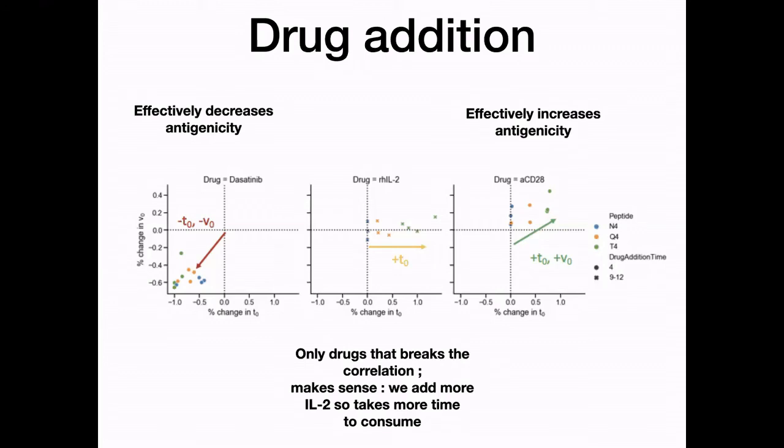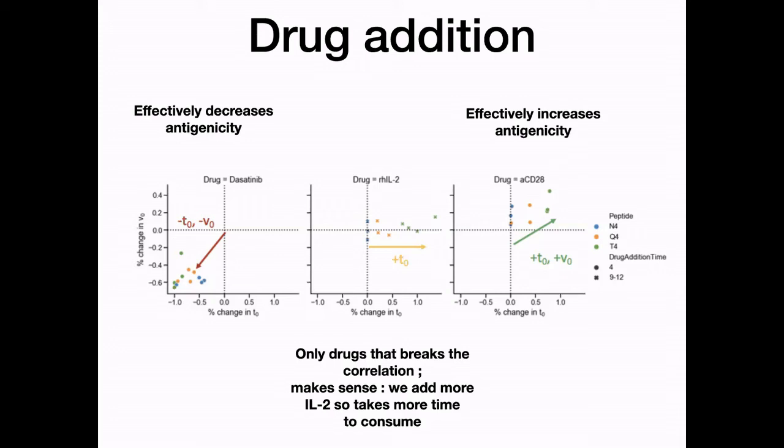If you put in recombinant human IL-2, we see that we can increase the consumption time while keeping V0, the strength of the immune response, constant. That's the only drug that breaks the correlation. But to some extent it makes sense: these are mouse cells, so they see mouse IL-2, but we're adding human IL-2, and it's known that human IL-2 can essentially act like mouse IL-2. So we're directly changing one level of the system, and it's not a big surprise that it's able to vary T0 without V0.